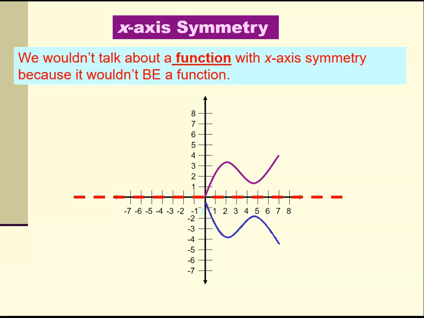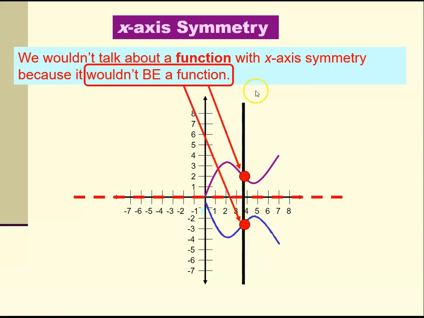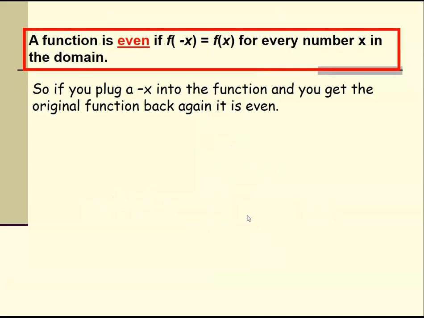Okay, so we will not talk about functions with x symmetry, because it wouldn't be a function. Back in the vertical line test, if you take a vertical line, it would not be a function, because the vertical line test will cross two different points.